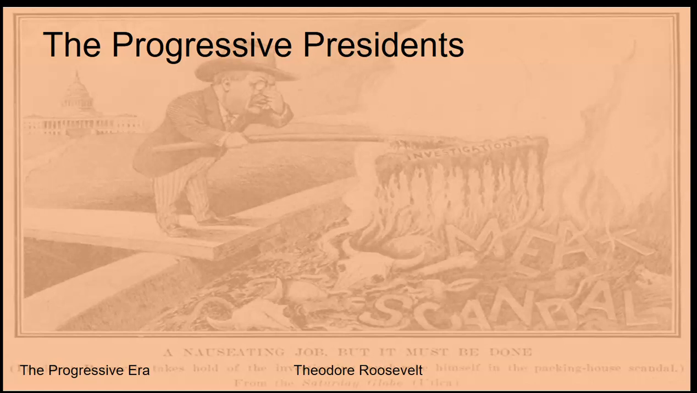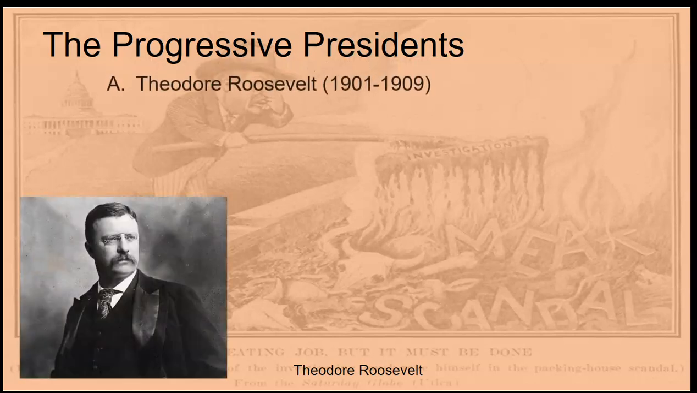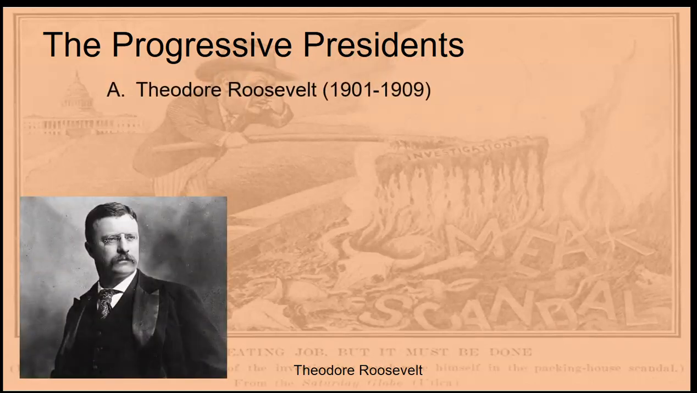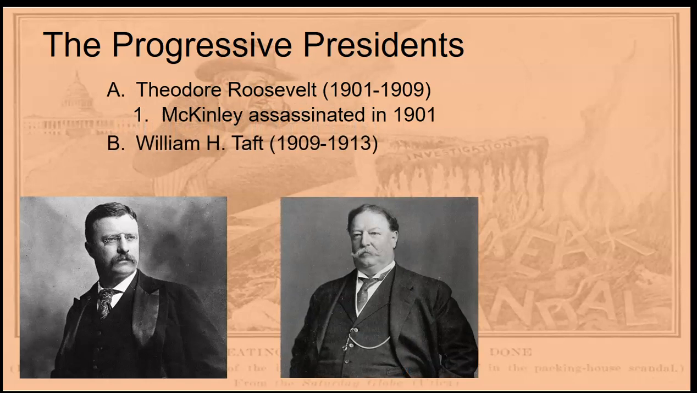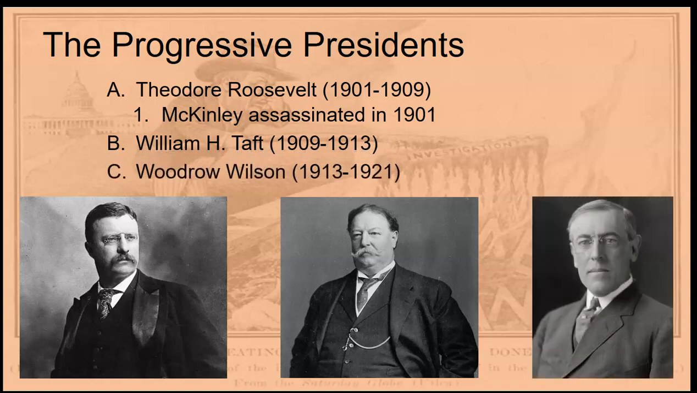Now, so you are aware, there are 3 progressive presidents. The first one, of course, is Theodore Roosevelt. He ascended to the presidency upon the assassination of President McKinley in 1901, and I'll give you a little more background on that in a second. Roosevelt serves 2 terms. I won't be talking about his re-election. He's succeeded by William Howard Taft, who serves 1 term from 1909 to 1913, and then finally our last progressive president, Woodrow Wilson, 1913 to 1921.